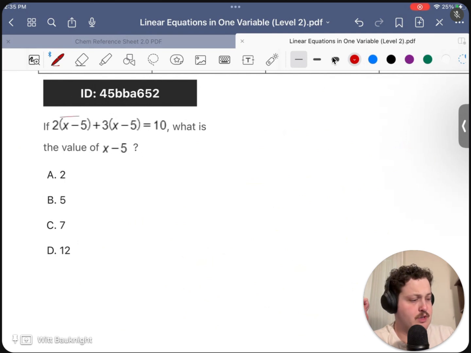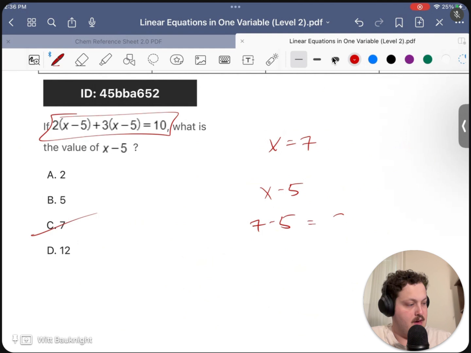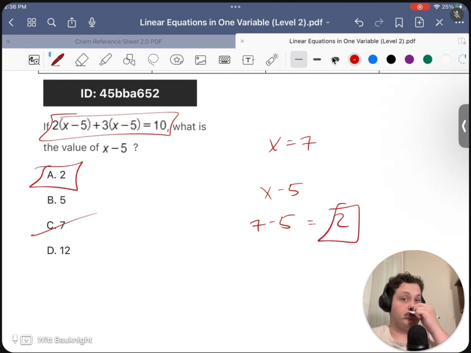Cool. We're just going to plug that in, figure out what x is, then subtract 5 from it. Solve 2(x minus 5) plus 3(x minus 5) equals 10. Solve for x. I get that x equals 7. Not the right answer. We want x minus 5, or 7 minus 5. And I get the answer is 2.